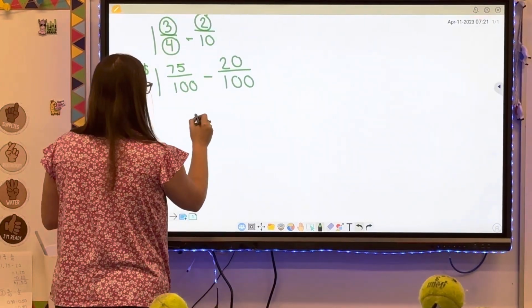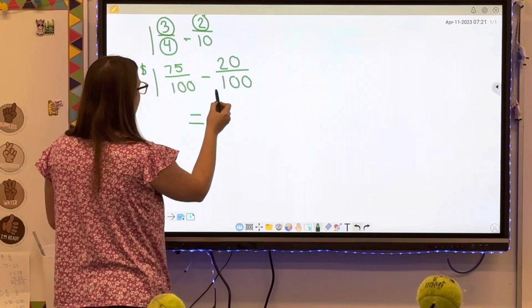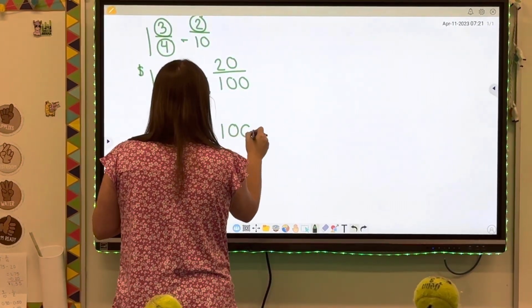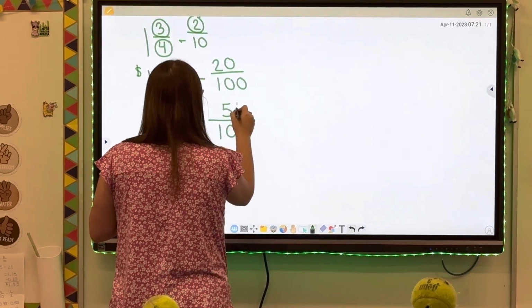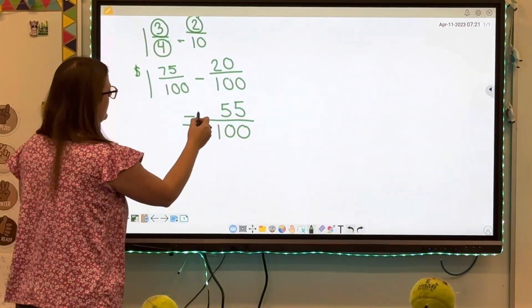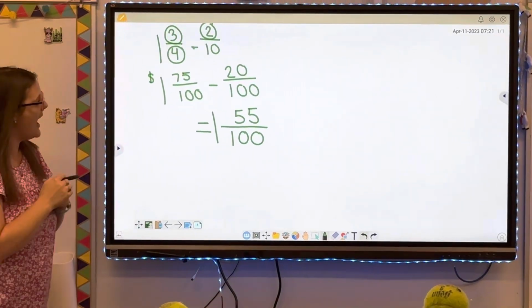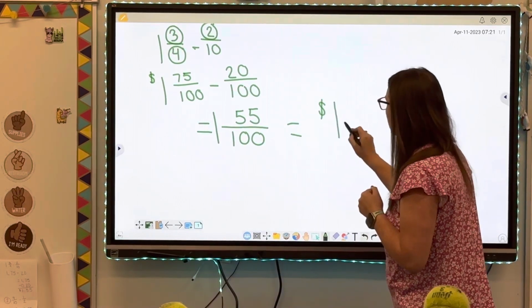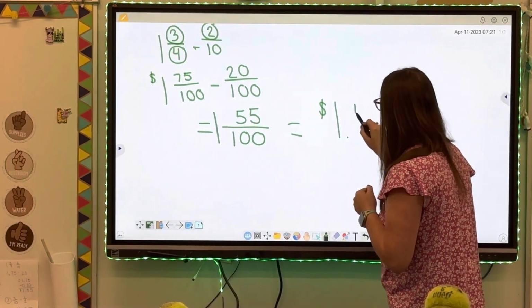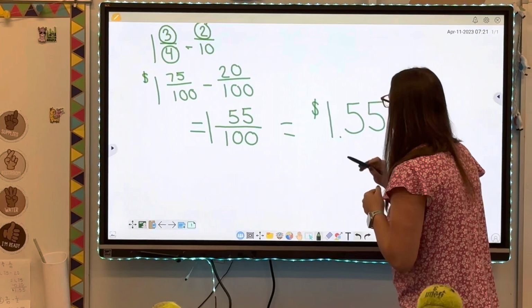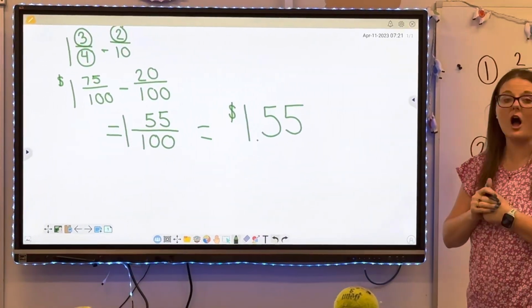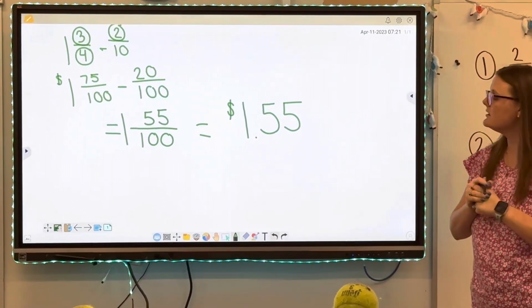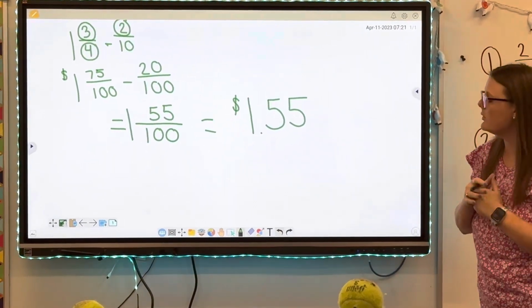Now we can subtract. So 75 hundredths minus 20 hundredths, that's going to give us 55 hundredths, and then we've got our whole. And then if I was going to write that using money, because I teach my kids that fractions and money and decimals go hand in hand, we have $1.55. So I'll give you a couple of seconds just to look at that, and then we'll try one more.